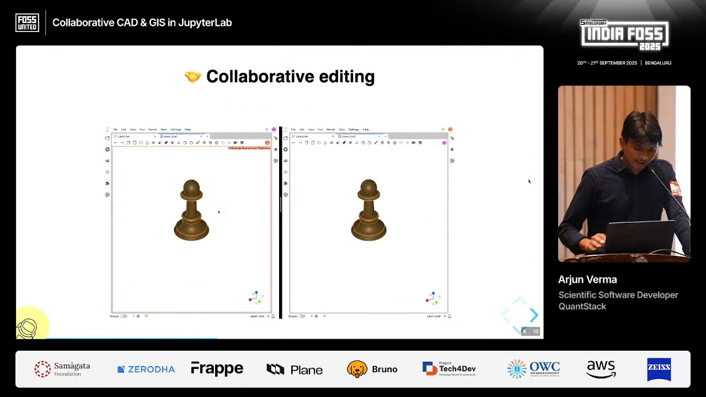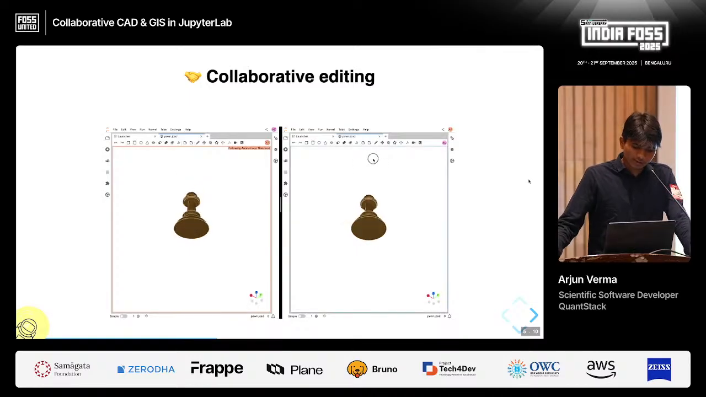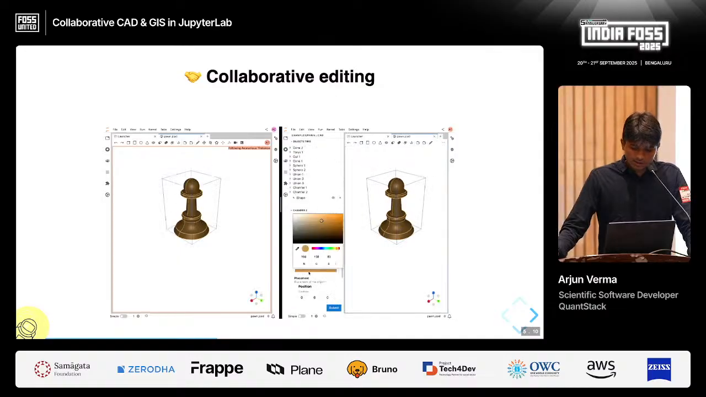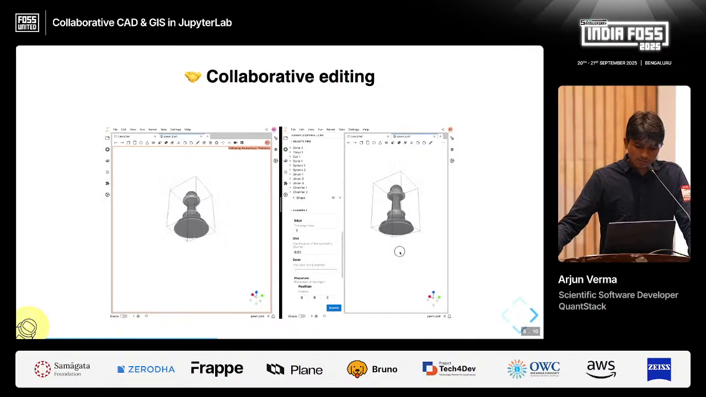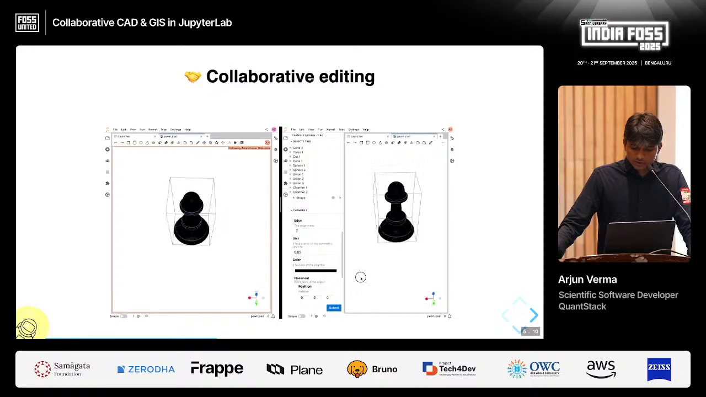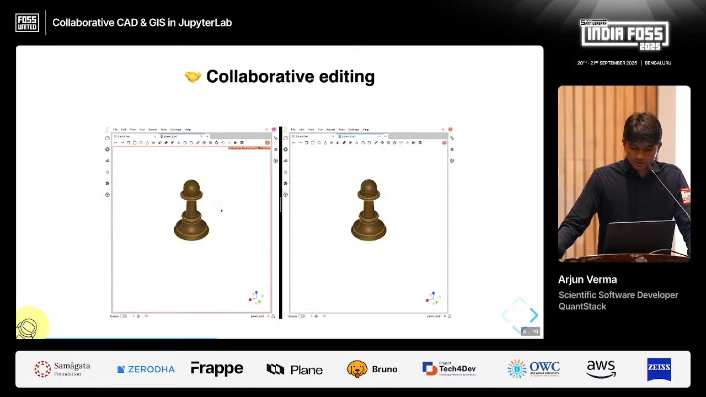We also, as I have told before, support collaborative editing. So these are two users sitting at separate places. I move the model because the first user is following the second one. You can see that if I'm moving the model, that one is also moving, and if I'm changing the color, it is also being changed.